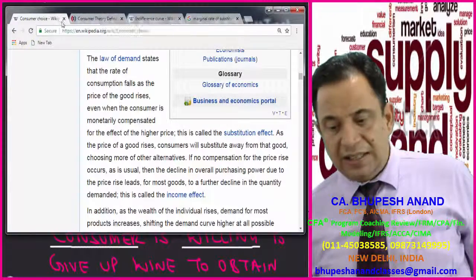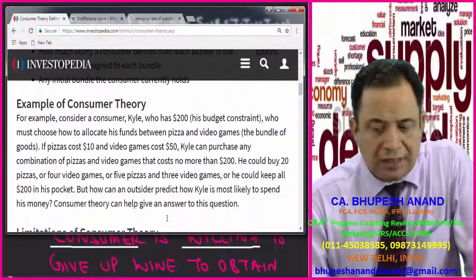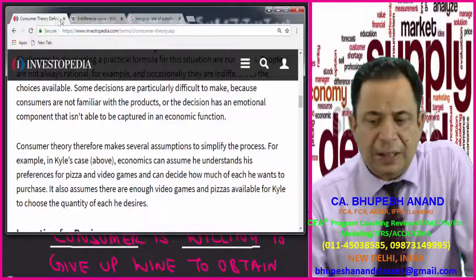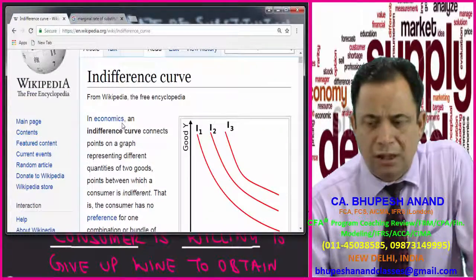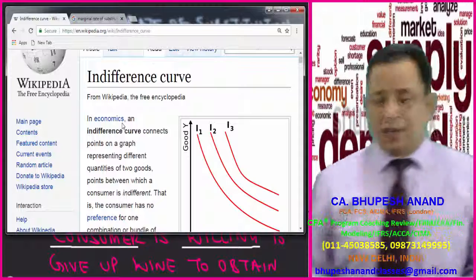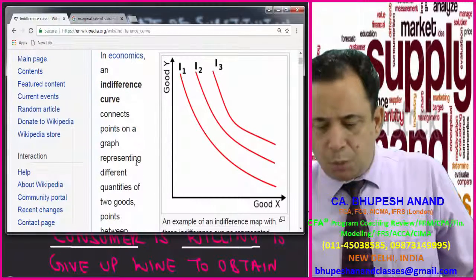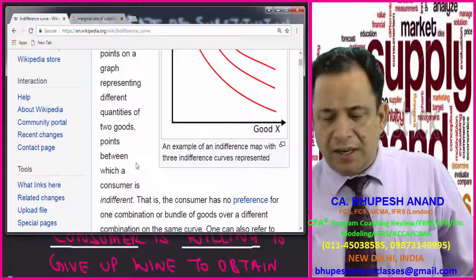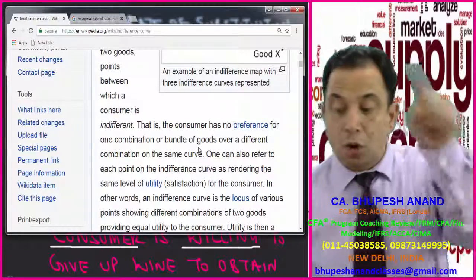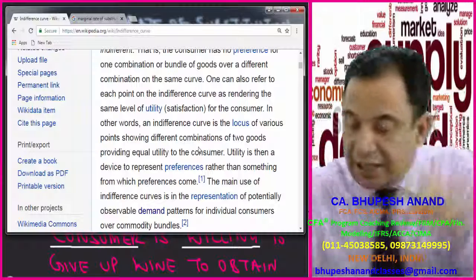The second point which I want to tell you, again in relation to consumer theory, is what the principles of consumer theory are and how people consume. It again depends upon many principles which I have just told you. The next point which I have discussed is the indifference curve. So I am seeing it from Wikipedia, what is the meaning of indifference curve. In economics, an indifference curve connects points on a graph representing different quantities of two goods. That is, the consumer has no preference for one combination of goods over a different combination on the same curve. Underline the words: on the same curve.